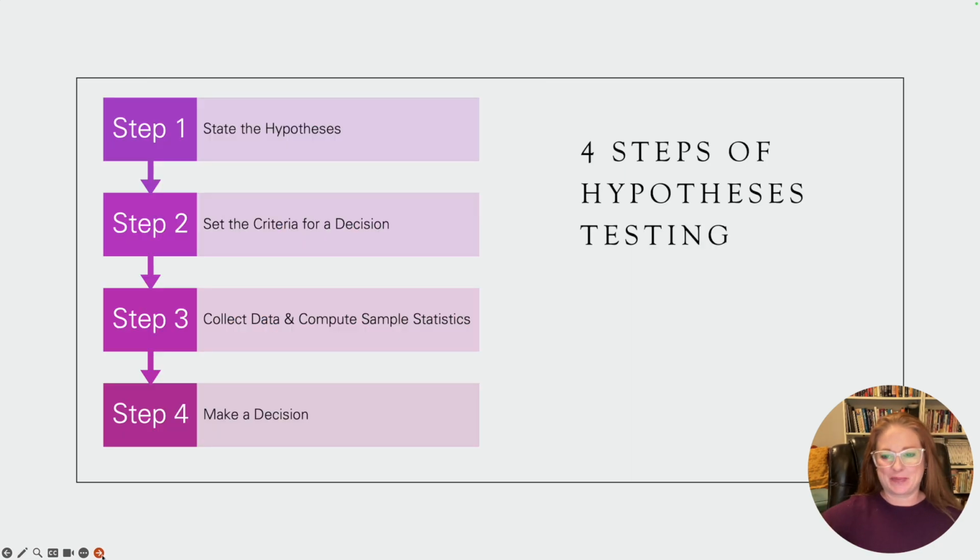Okay, there's 4 steps to hypothesis testing. And we're going to break these down quite a bit. So I'm just going to tell you the steps really quick, and then we're going to break each one down a lot more. Number 1, state the hypothesis. And yes, you are going to state it in a pair, right?